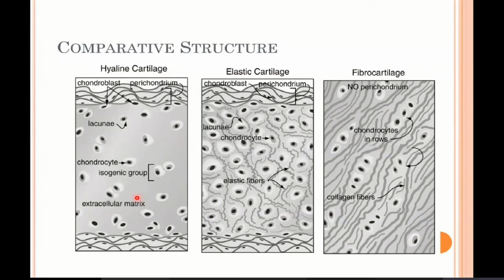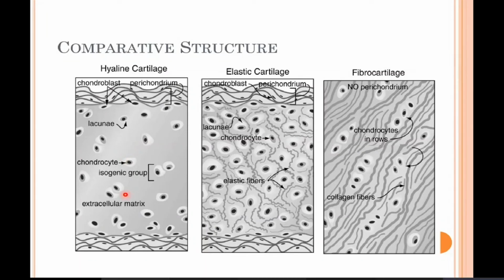Hyaline cartilage is present where flexibility is required, like in the respiratory tract or the windpipe, in the nose, or in the joints between the ribs and the sternum.